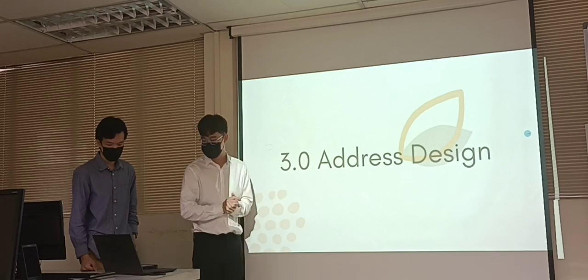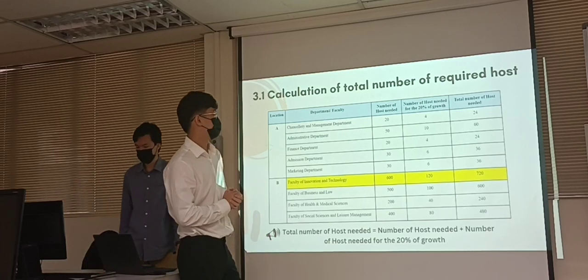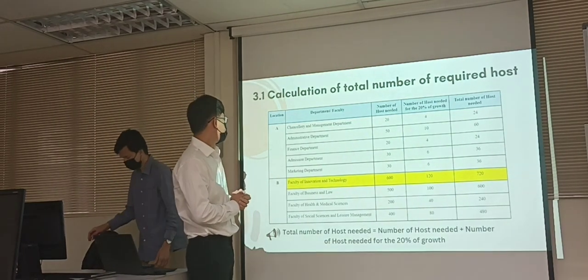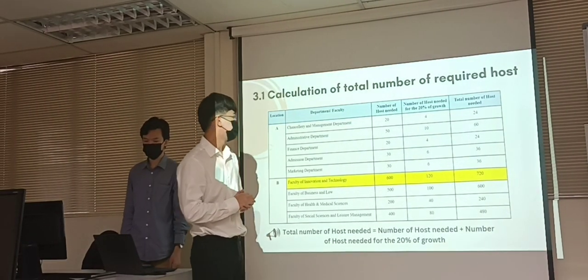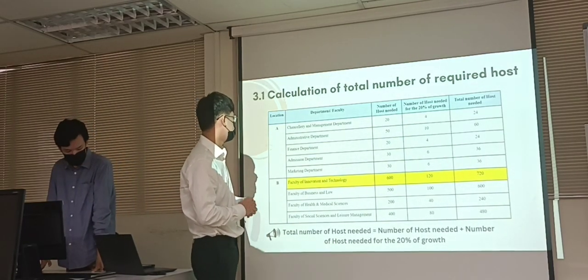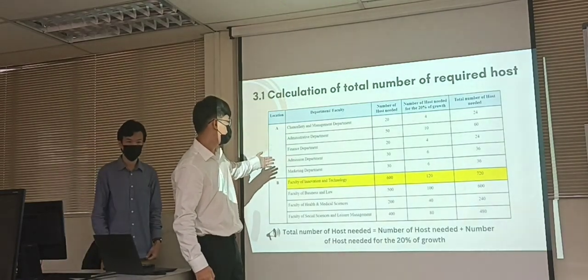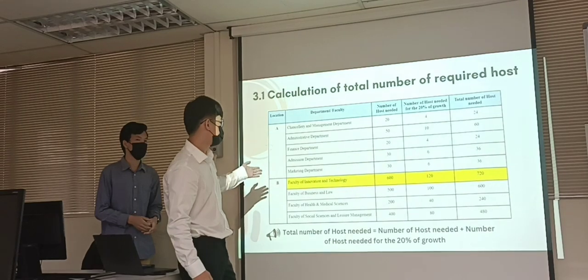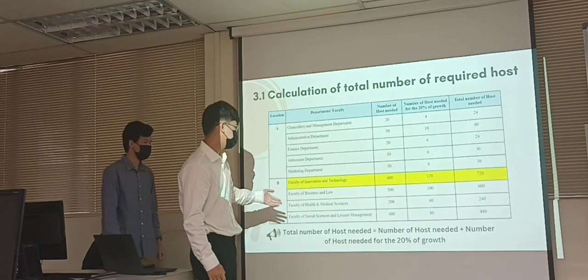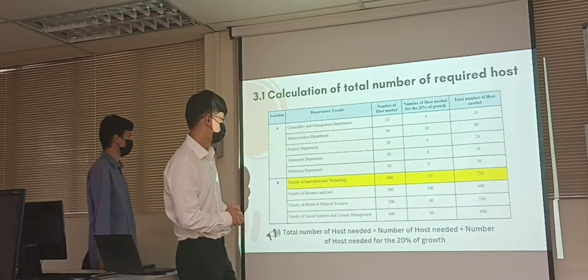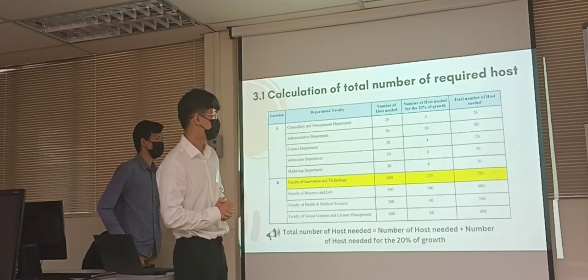Now I would like to continue with the address design part. Here is the calculation of the total number of required hosts. In location A, the Chancellery and Management Department will need 20 hosts, and continuing with the Administrative Department 50, Finance Department 20, Admission Department 30, and Marketing Department also 30. And in location B, we have 4 faculties. The first faculty will have 600, continuing with the second 500, the third 200, and the last 400.